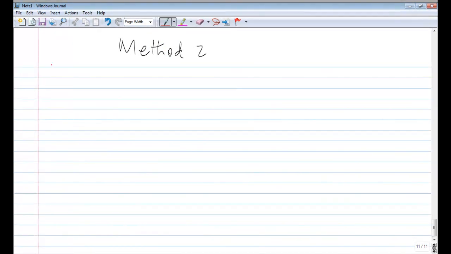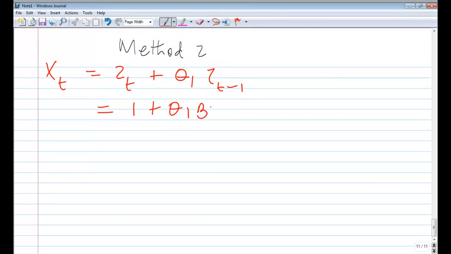Okay, let me start from scratch. Xt is equal to zt plus theta 1 zt minus 1. This is the moving average of order 1. So now, from here, you have to write this process in backshift operator. And we did it if you still recall, 1 plus theta 1B, then zt. So this is backshift operator.